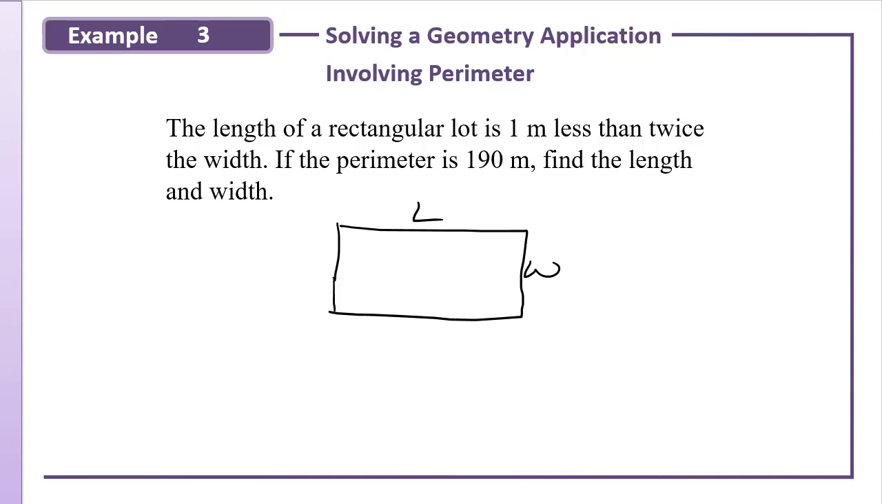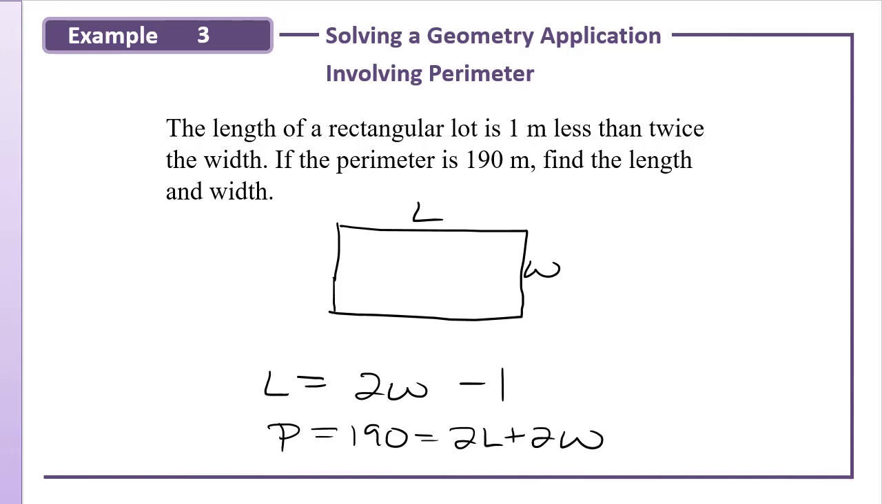The length of the rectangle is 1 meter less than, well, remember less thans are always at the end, 1 meter less than twice the width, 2W. Perfect, okay? Perimeter is 190, so perimeter equals 190. But I have to know, okay, well, what is the perimeter? Well, that's easy. That's just 2L plus 2W. Well, I can't solve 190 equals 2L plus 2W because it's got two variables. I need to do a substitution. That's the big trick to these things.